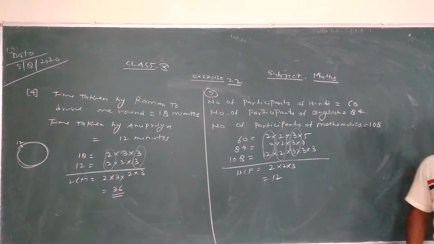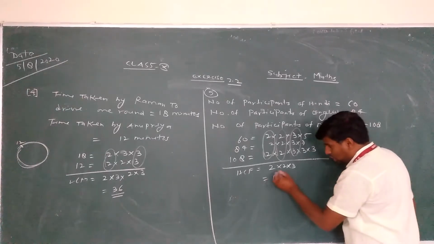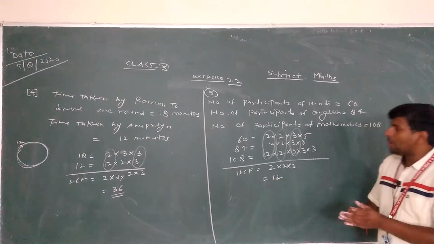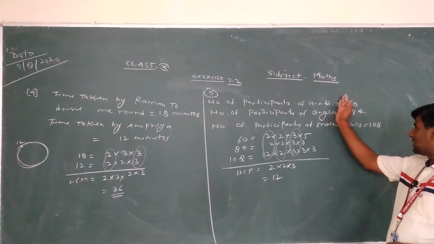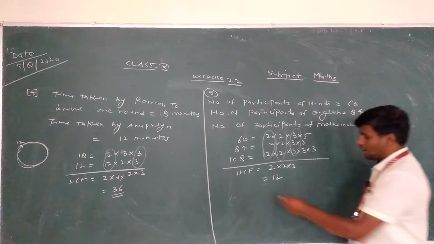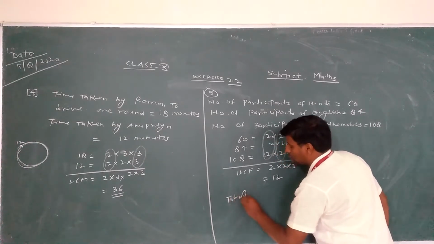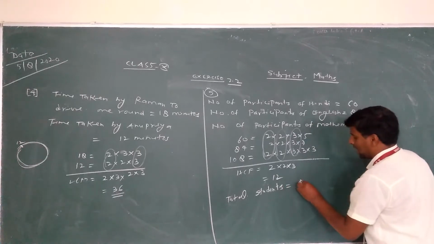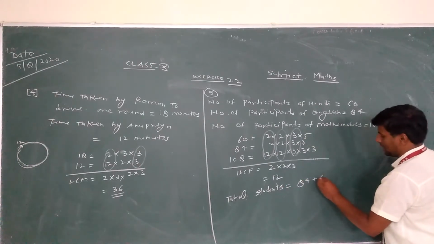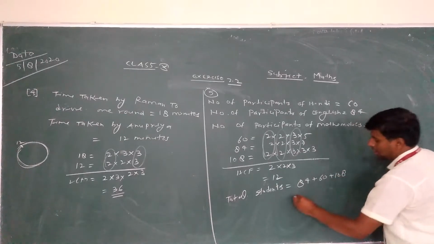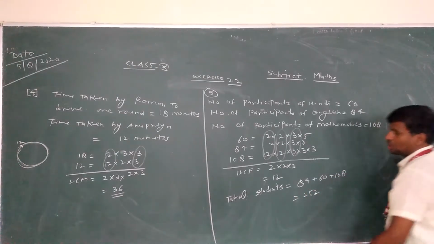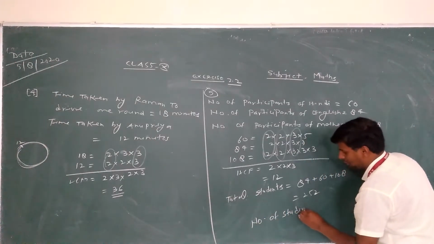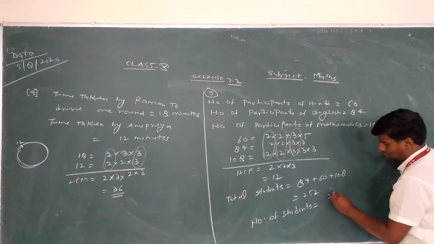Then again, these 12 students are common students of these in the English and mathematics. So first we need to find out total number of students. Total students 84 plus 16 plus 108. You get the sum. So number of students, that is total students 250.